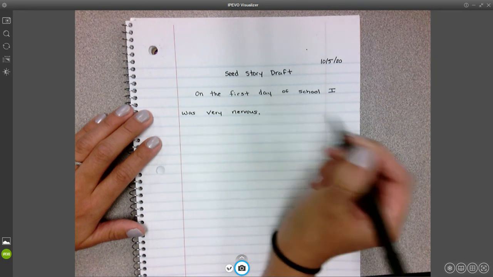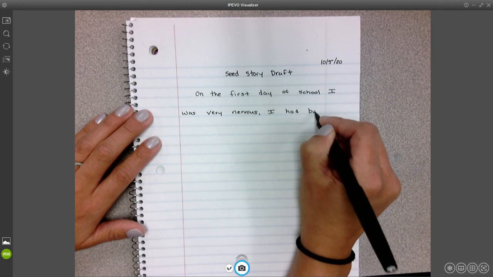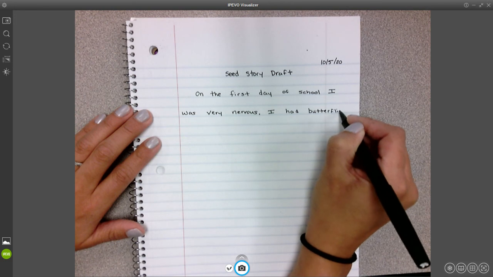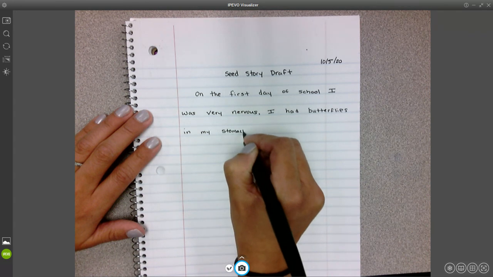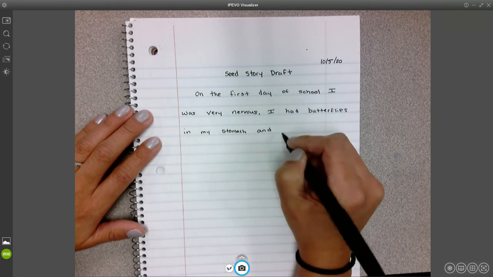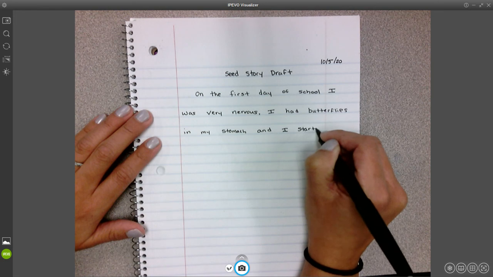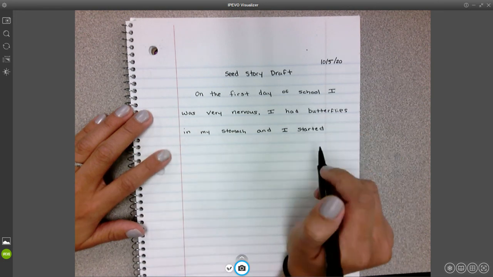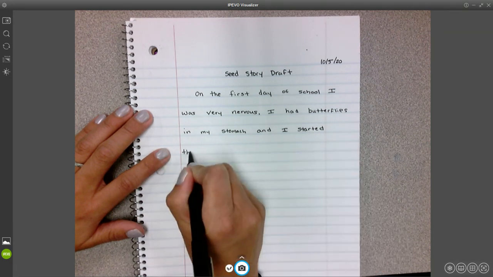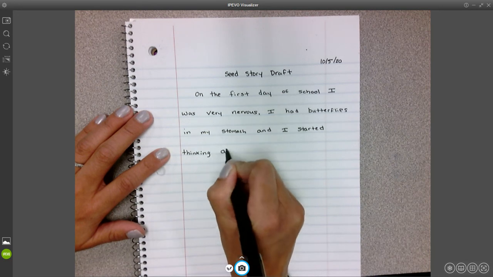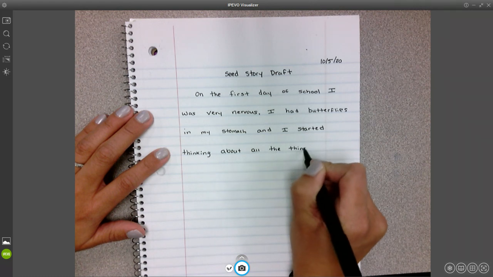Now I'm going to try and remember what that felt like to feel nervous. Oh, I remember I had butterflies in my stomach. And when I'm nervous, I was talking really fast. Well, I wasn't really talking to anybody though, because I was in my classroom, but I started thinking about all the things that had to be done that day.